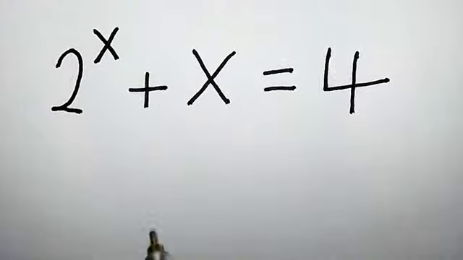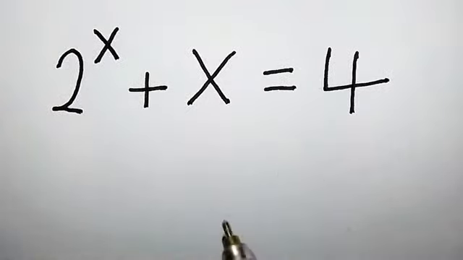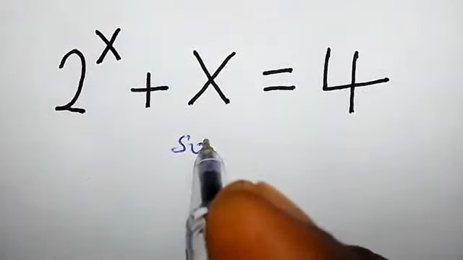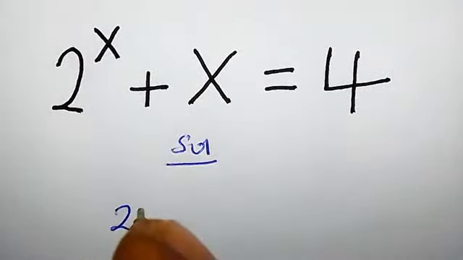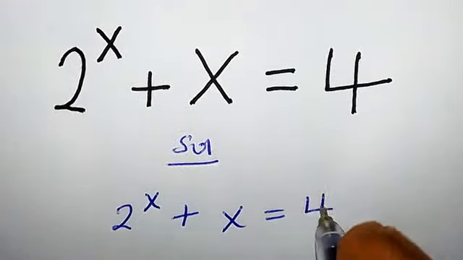Yeah, this is a pretty interesting equation: 2 to the power of x plus x equals 4. How do we solve for x? Solution: 2 to the power of x plus x equals 4.